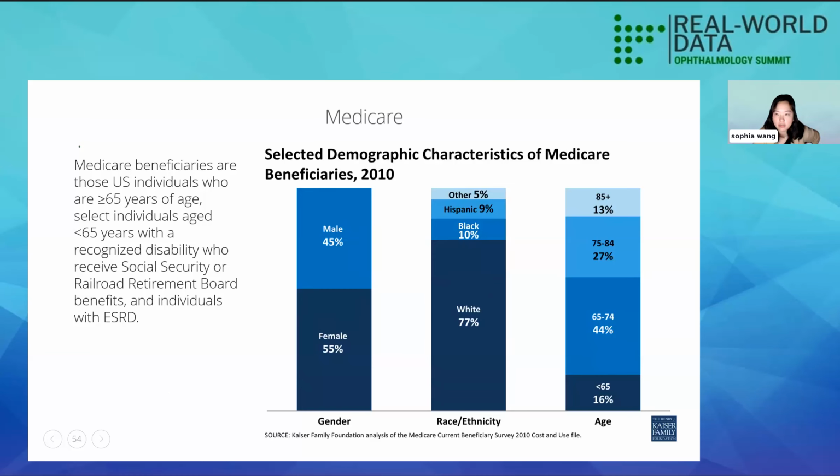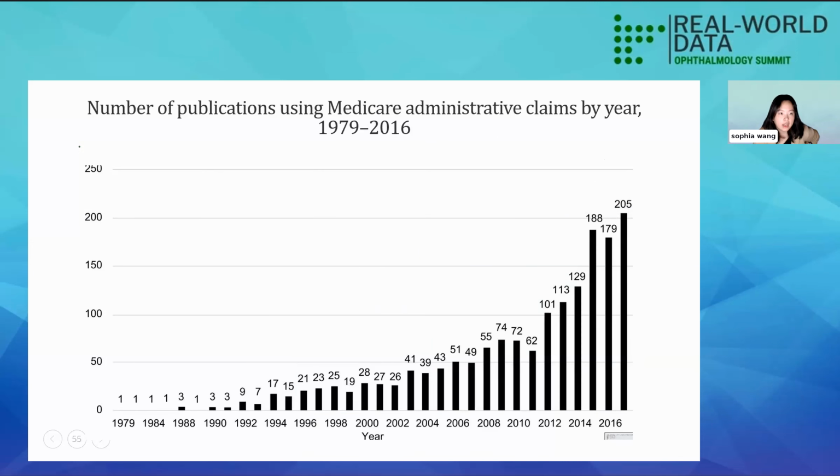So we can't talk about claims without also touching on Medicare, which is a U.S. federal health insurance plan that covers individuals who are 65 years of age or older, and also select individuals who are younger who have a recognized disability or receive Social Security, certain railroad retirement board benefits, folks with end-stage renal disease. So you can see here an estimate of the demographics for Medicare beneficiaries, mostly 65 and up. And the number of publications using this administrative claims database, of course, is rising year over year as well.